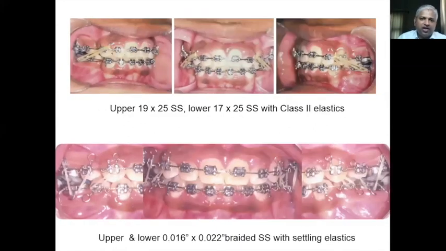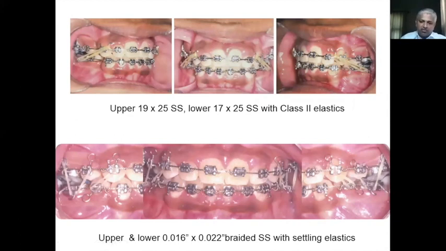Finally, once the teeth were aligned, she was placed on upper and lower 19 stainless steel and 17 stainless steel with class 2 elastics to correct the molar interarch relationship. Later, she was placed on upper and lower 16 to 20 braided stainless steel wire with settling elastics. Now the question comes regarding the use of settling wires: which one to use?